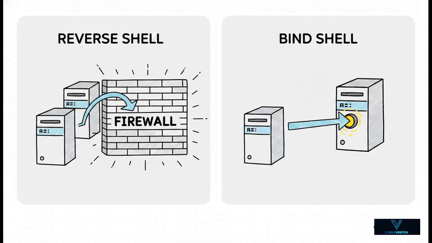So there are really two main types of shells. You've got a bind shell, which opens a port on the target, and we connect to it. But the one you'll use most often is a reverse shell. This is where the target machine actually initiates a connection back to us. And why is that so great? Because it's incredibly effective at getting around firewalls that are set up to block incoming connections.